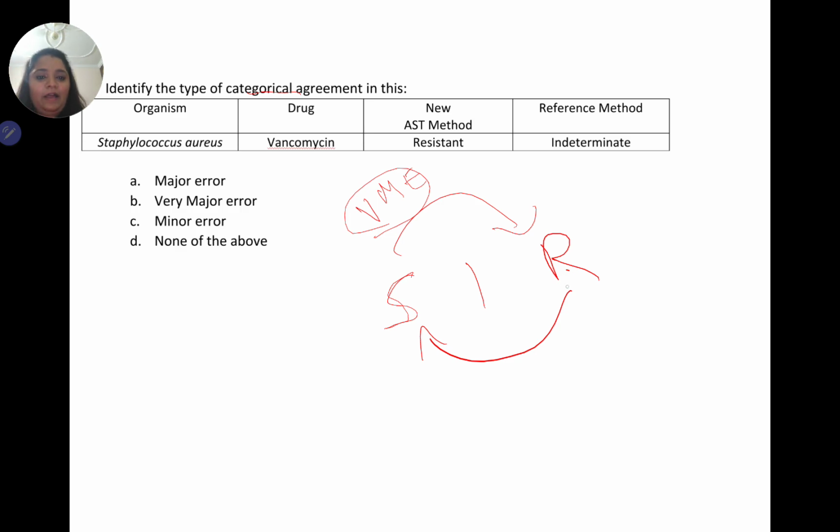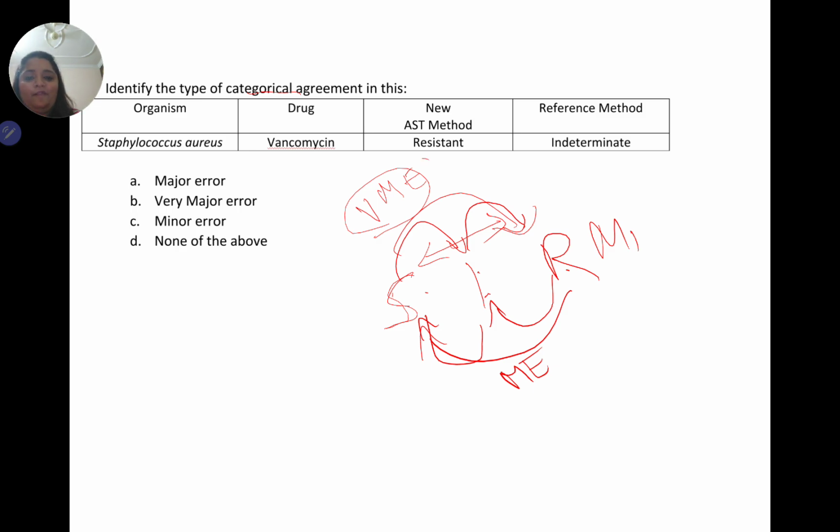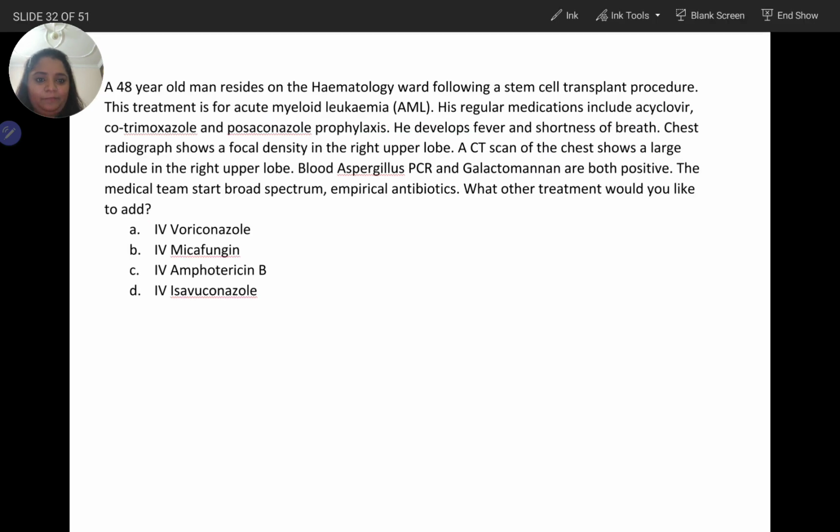Whereas if the new AST method is giving resistant but the reference is showing sensitive, there is a difference of two steps, so this is your major error. Now any other permutation combination is only a one step difference: sensitive to intermediate, sensitive by new method and reference method intermediate, or intermediate to resistant, or vice versa, that will be your minor error. So we have resistant here and intermediate here, so this will definitely be a minor error.